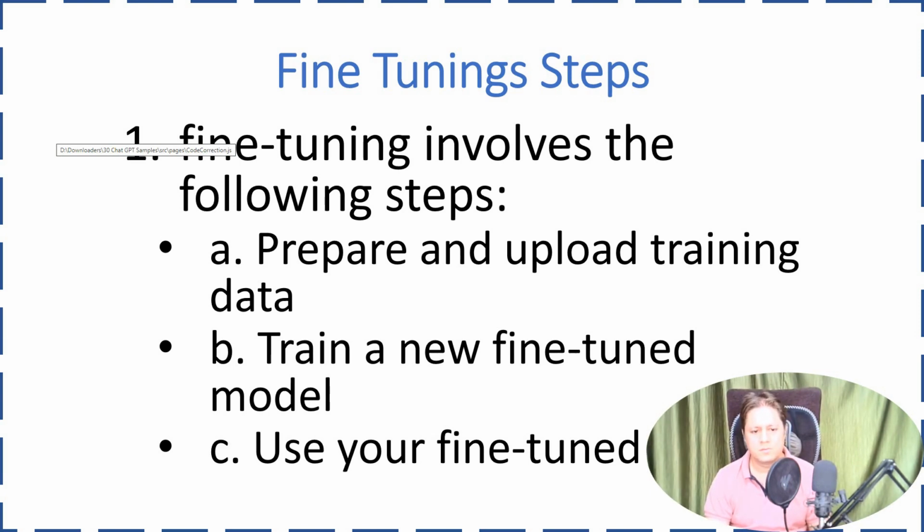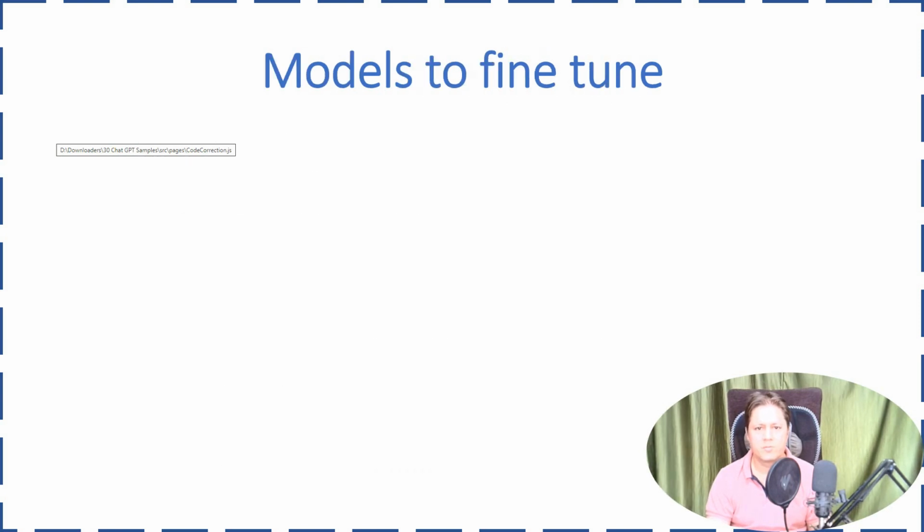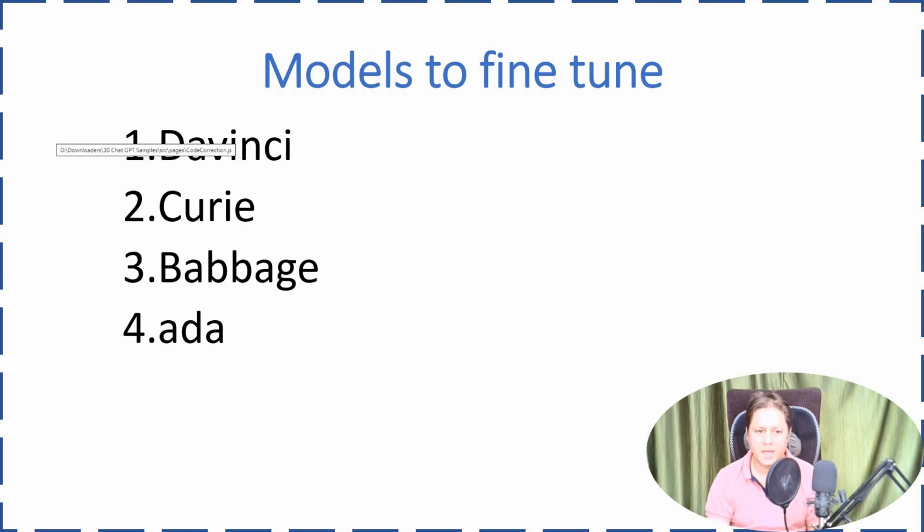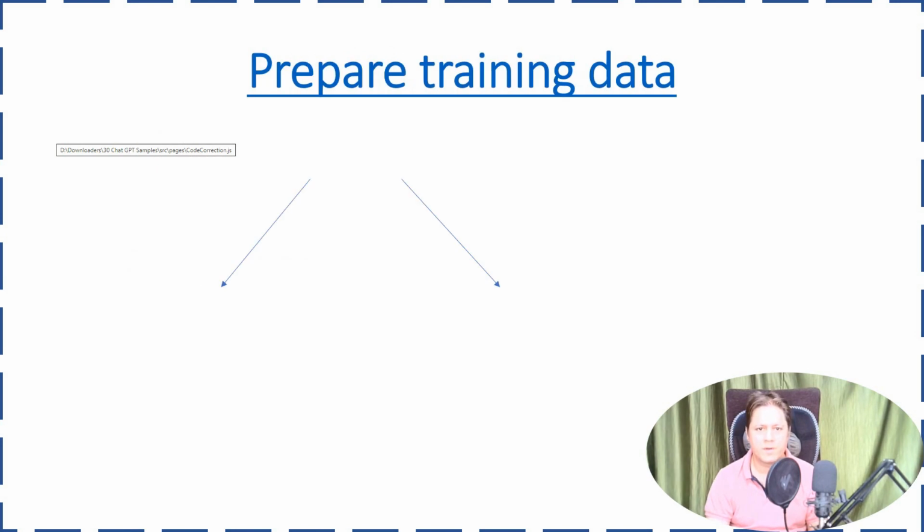After that, use your fine-tuned models. The first model is Da Vinci, the second model is Curie, the third model is Babbage, and the fourth model is Ada. So these 4 models can be fine-tuned.